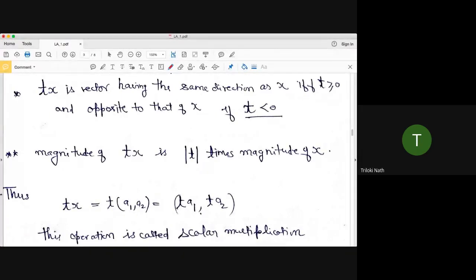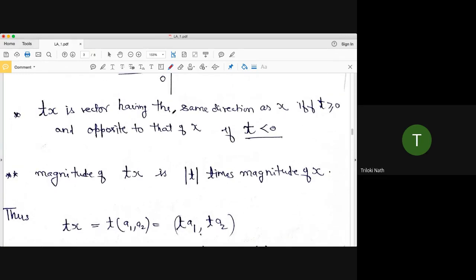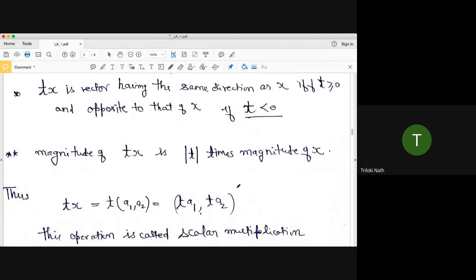For example, if someone says 5 kilometer east is x, then what is -2 of x? -2 means negative 2 times. So 2x is understood: 10 kilometer east. Negative means reverse the direction. So -2x means 10 kilometers in the opposite direction. The 10 kilometers is okay, but the direction is going to change. So that's why tx is a vector having the same direction whenever t is greater than or equal to 0 and opposite to that of x if t is negative. And the magnitude, of course, will be the absolute value of t times the magnitude of x.